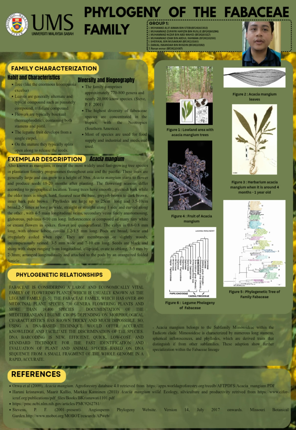Young trees have smooth, greenish bark, while the older trees have rough, hard bark, fissured near the base, grayish-brown to dark brown, with pale brown inner bark. Phyllodes are large, up to 25 centimeters long and 3.5 to 10 centimeters broad, 2 to 5 times as long as wide, straight or straight along one side and curved along the other, with 4 to 5 main longitudinal veins, secondary veins finely anastomosing, glabrous, pulvinus 6 to 10 centimeters long.